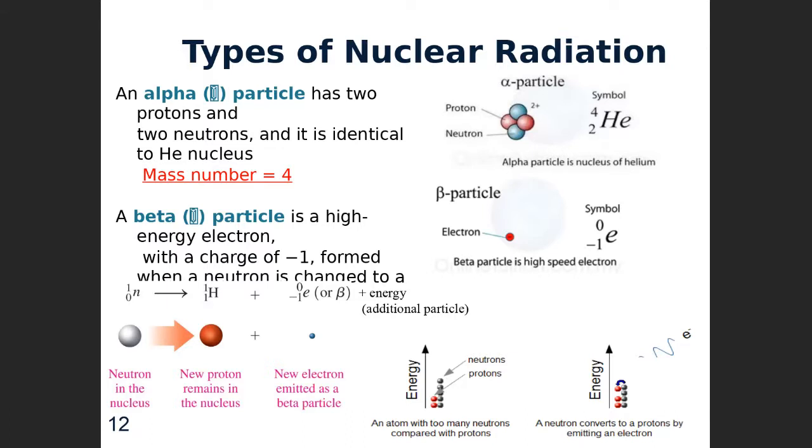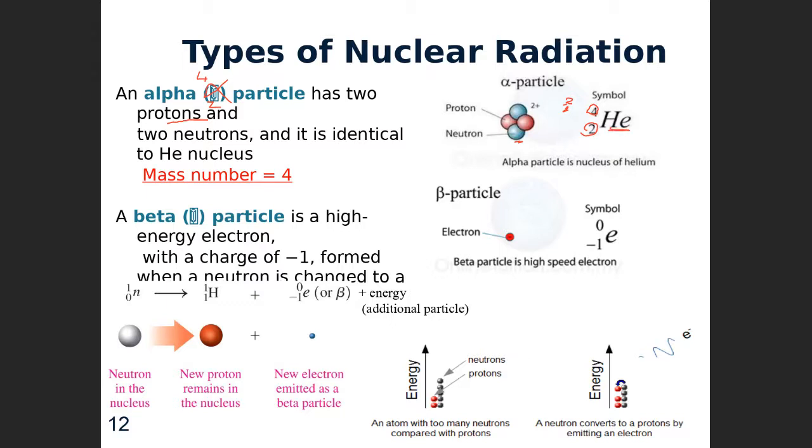The alpha particle has protons, so we represent it by the symbol alpha, 2, 4. So the alpha particle has 2 protons and 2 neutrons, and the mass number is 4. This is the mass number. And it is identical to the nucleus of helium. That's why we can represent it as helium 2, 4.